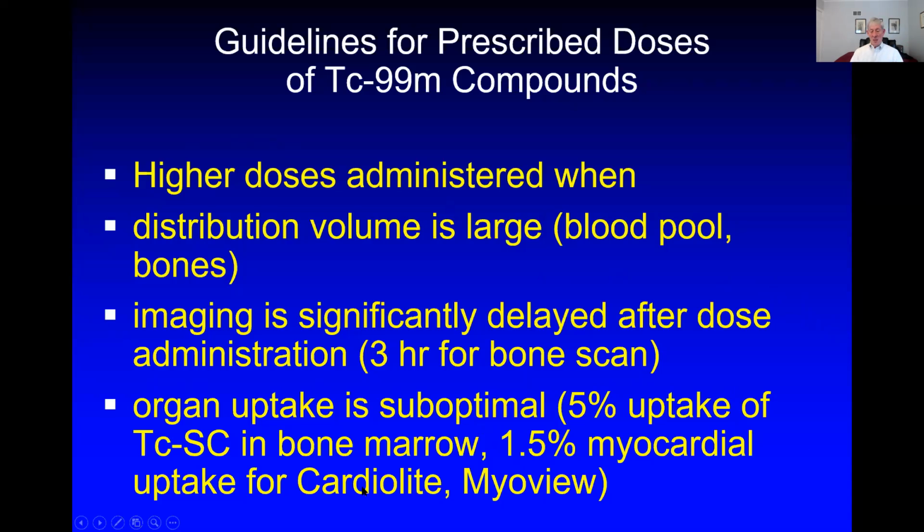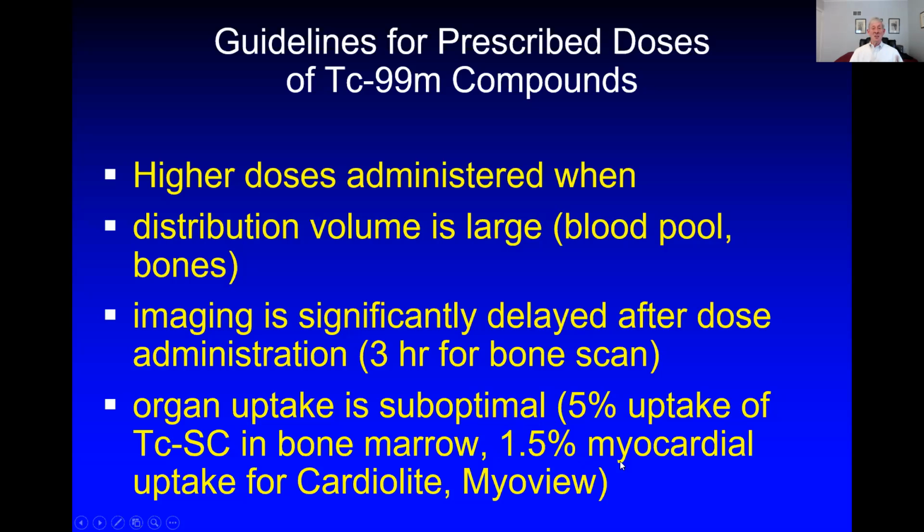Myocardial perfusion uptake with Cardiolite and MyoView, 1.5 to 1.6% uptake in the myocardial muscle. What does that mean? 98.5% is in the wrong place. That's why when we give cardiac studies, some people give as much as 35 millicuries for the stress and maybe 20 or 25 for the resting study. So we need big numbers here because suboptimal.